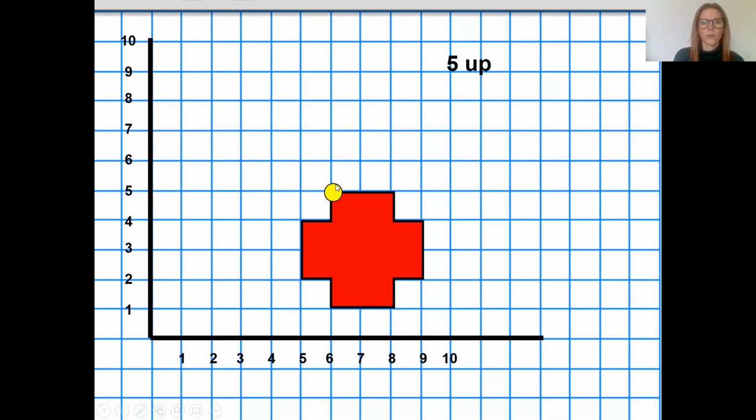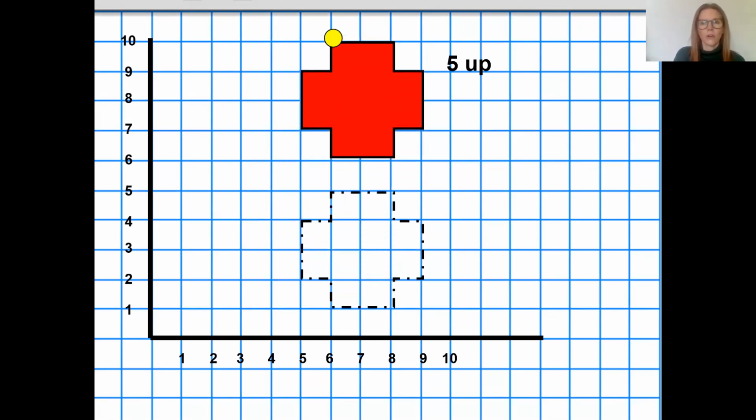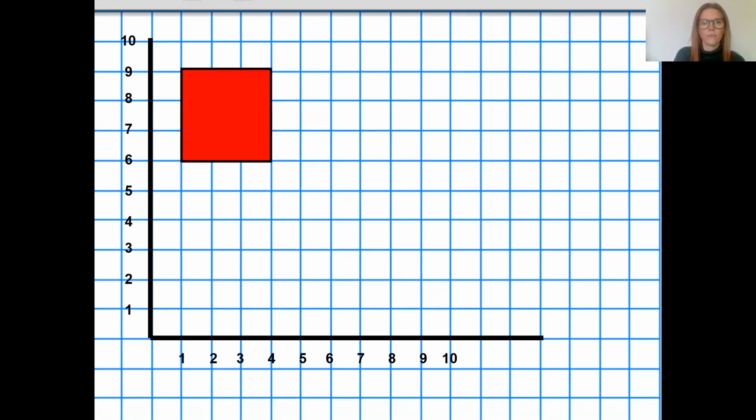So we identify our spot. 1, 2, 3, 4, 5. So that top left-hand corner of this shape is going to go in that position there. And then you move your shape or draw it according to how far you have to move it.